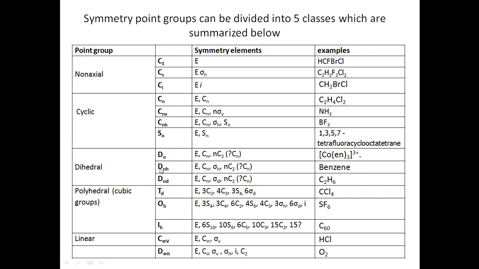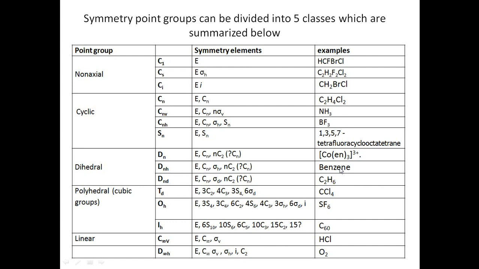And then are the dihedral groups. The dihedral groups are more symmetrical than the cyclic groups. They possess a rotation axis and sometimes they possess C2 rotation axes in addition to the principal axis. The first group is DN, the second is DNH, and DND. The DN group possesses identity as well as the rotation axis, and it can possess a few C2 axes as well. While the DNH group possesses rotation axis, horizontal plane, and also C2 rotation axes are present.